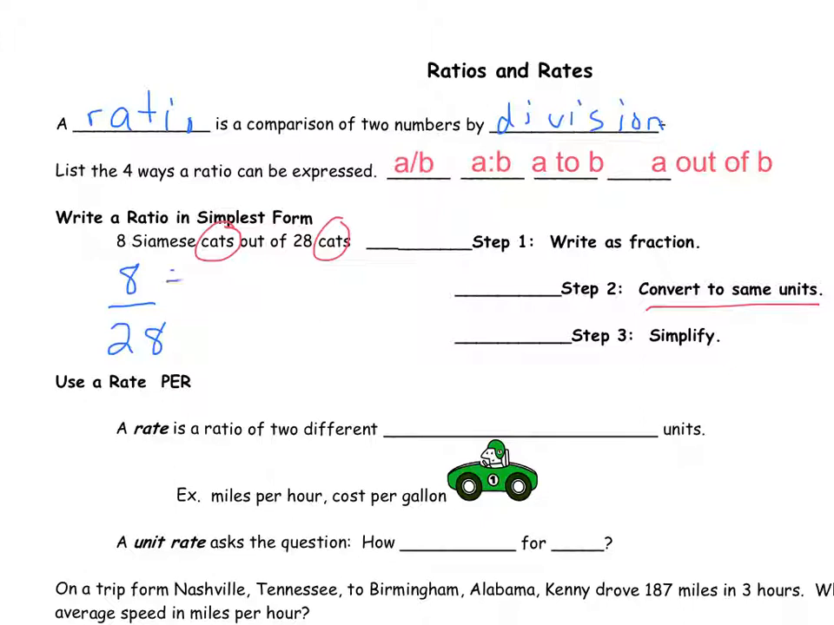And the last step says to simplify. So 8 divided by 4 is 2, and 28 divided by 4 is 7. So 2 out of 7 cats are Siamese.